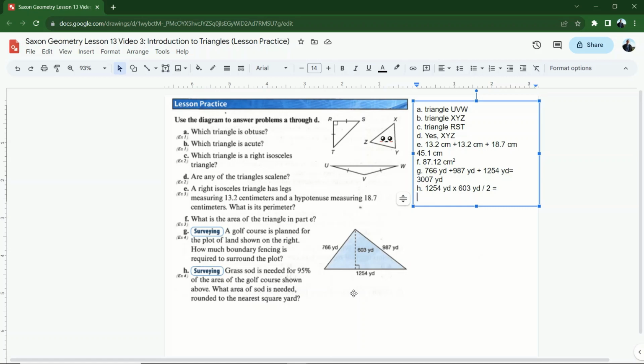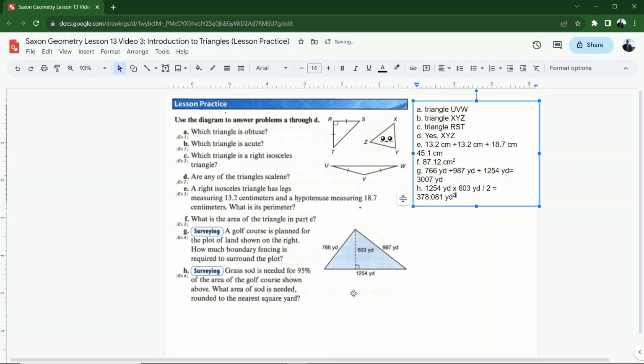1254 times 603 divided by 2 is 378,081. Now that number seems so large, I'm just going to double check. 1254 times 603. Whoa. Oh, and then divided by 2. I forgot to divide by 2. 378,081 is correct. Okay, just wanted to make sure that I was doing it correctly.